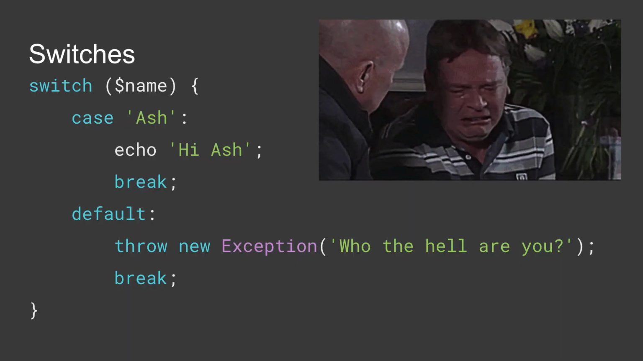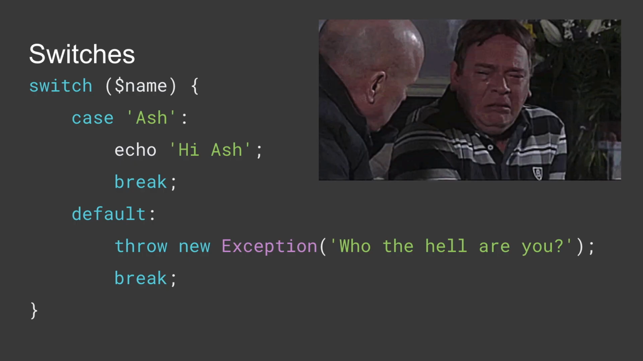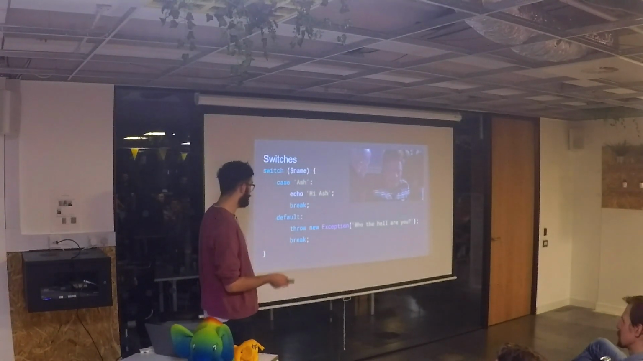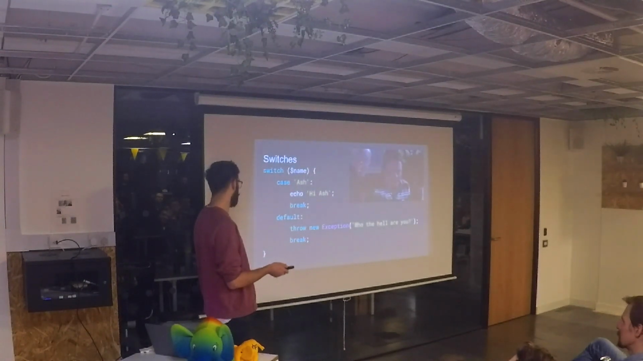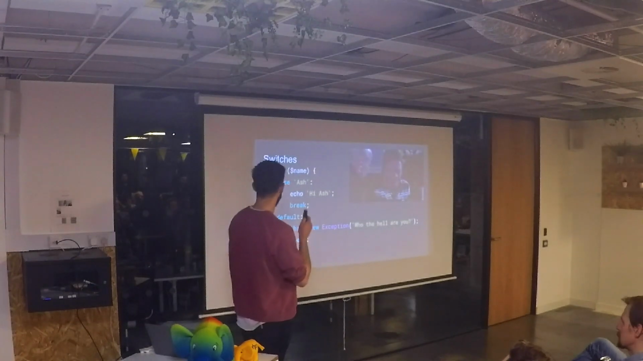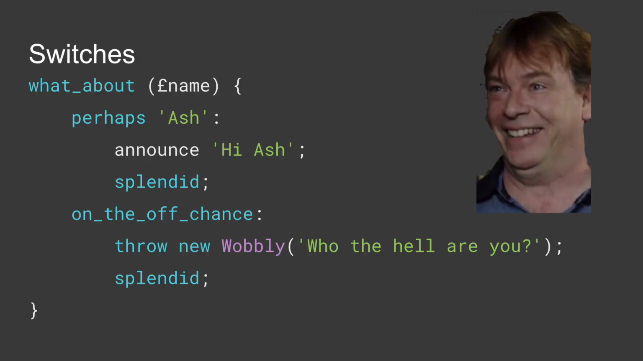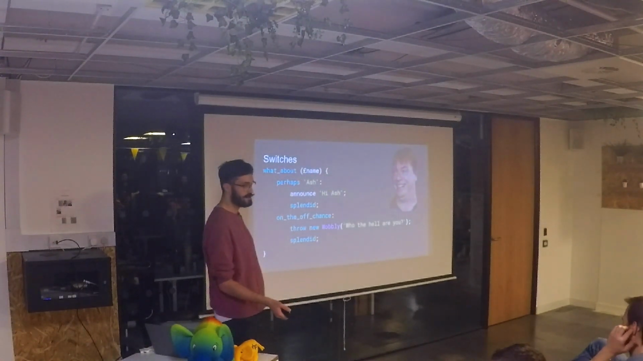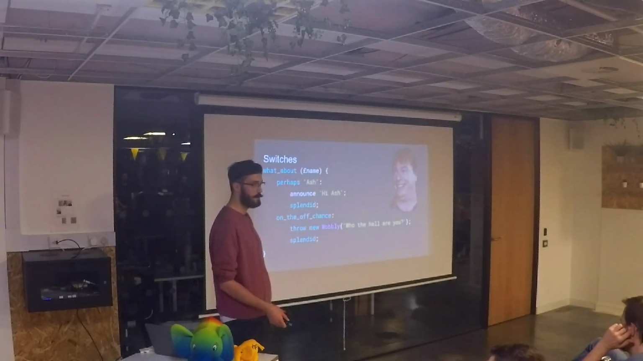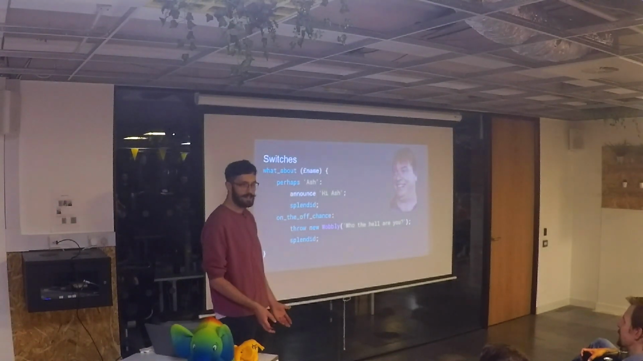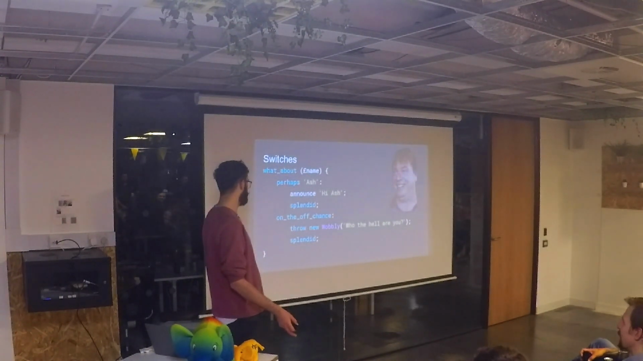Next up we have switches. I agree with Ian. I hate switches. I think they're ugly and clunky. You've got switches, cases, breaks, default. We're also handling an exception here. So we're going to ditch the switch and we're going to switch to the what about block. Cases are now perhaps. The horrible breaks are now splendids. The default case has been replaced with on the off chance.